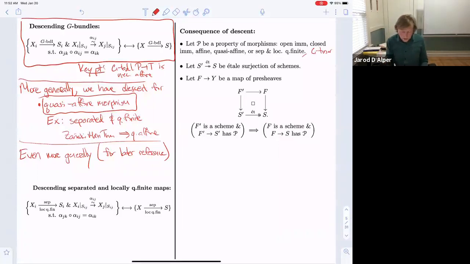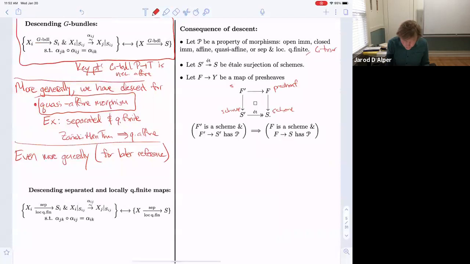And so then let's consider a diagram here, where in this diagram, S is a scheme, S prime is a scheme, F is just a presheaf. But suppose you know that if you take the Cartesian product, that F prime is a scheme, and this morphism satisfies property P.